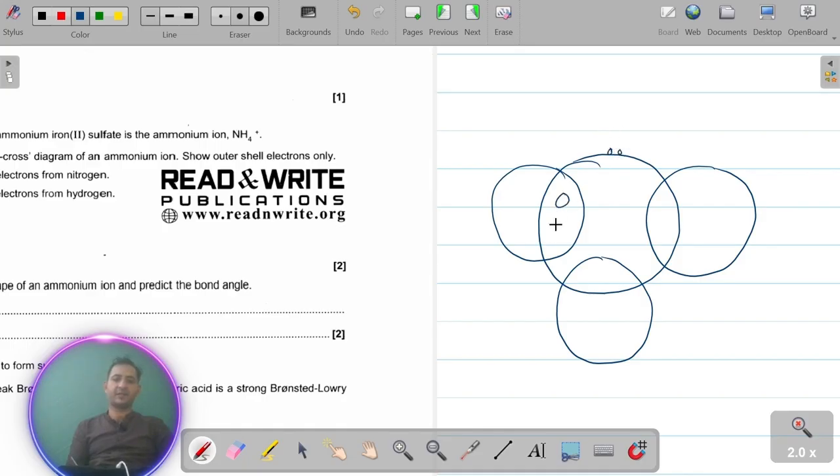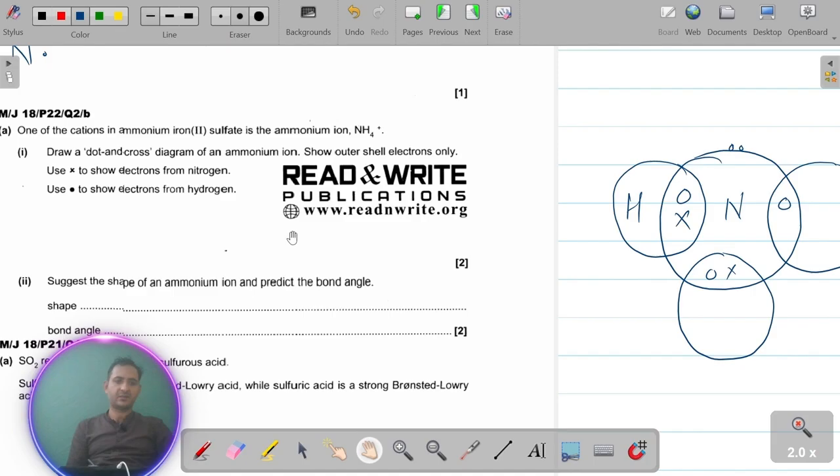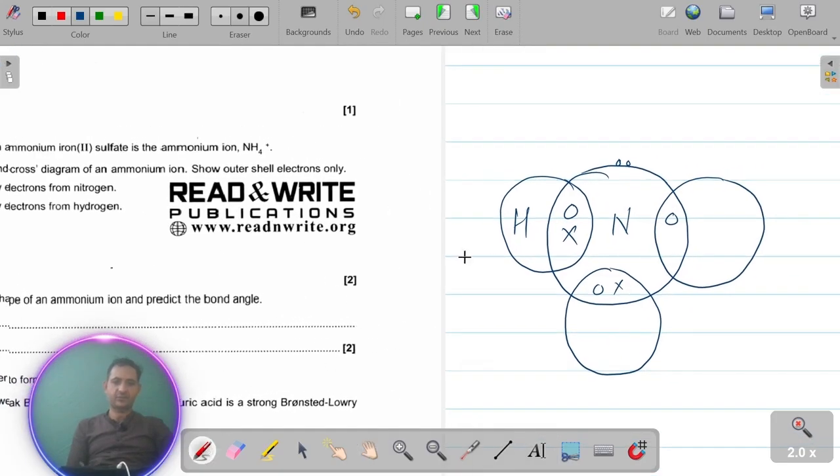Now the electrons of nitrogen and hydrogen. I am representing nitrogen electrons with dots and hydrogen electrons with crosses. He has given the condition: use a dot to show electrons from hydrogen, use a cross to show electrons from the nitrogen. So nitrogen electrons are represented by this cross and hydrogen by this. Okay. Understand?